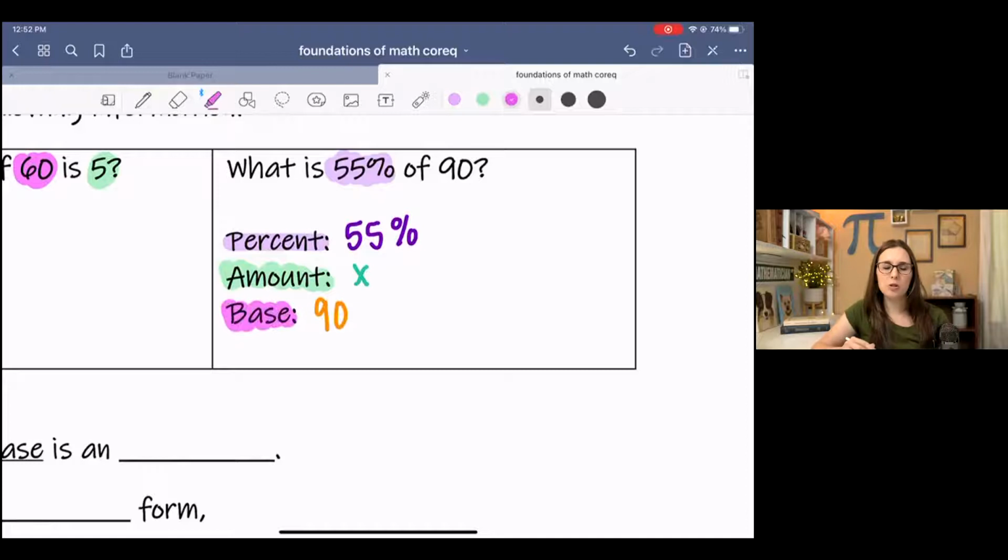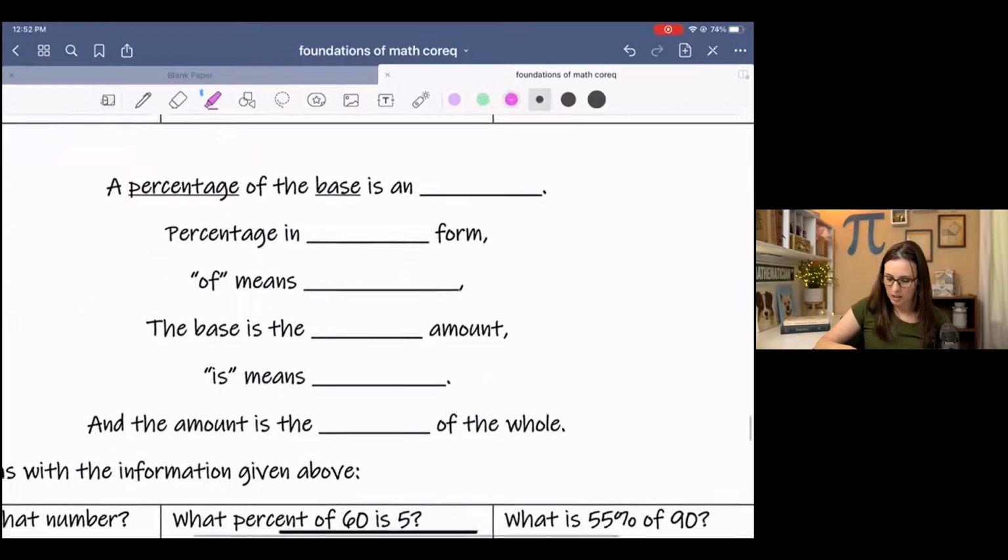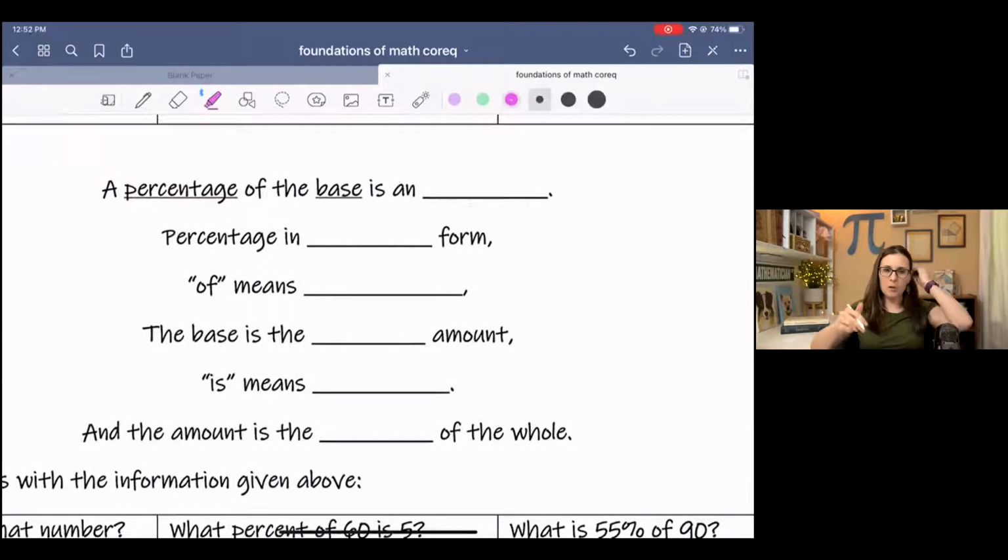So that's getting you used to the terminology, how each relates to each other, and how you can pick out what it's looking for. And we'll use that to solve these problems. We're actually going to find those missing pieces, of course. And we're going to break down the wording here so that you know what to use where. A percentage of the base is the amount.